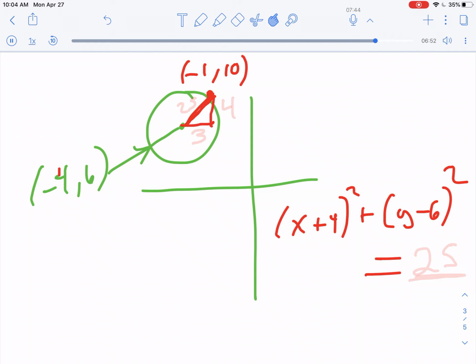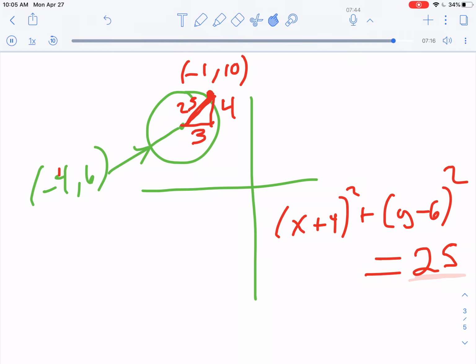So from -4 over to 1 means we ran a distance of 3. From 6 up to 10, we ran a distance of 4. So by Pythagorean theorem, 3 squared plus 4 squared, 9 plus 16 would give you a 25 up here. So the radius squared would be 25, or radius would be 5. So we just put down 25. So that's how you get the equation given a circle.